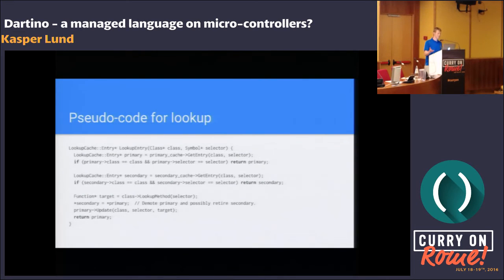First you probe the primary table, see if the entry you find there matches the class and selector you're looking for. If it does, you're done. And this is where you hope to spend most of your time. Just hit that table and you're done. If that doesn't work, you look in the secondary one, and if it's there, you're still fine. Otherwise, you have to go through the expensive step of doing some sort of class hierarchy-based lookup, demote the primary to the secondary table, possibly retiring an entry in that table already, and then update the primary, overwrite the primary cache entry with new information so that you might hit it next time.